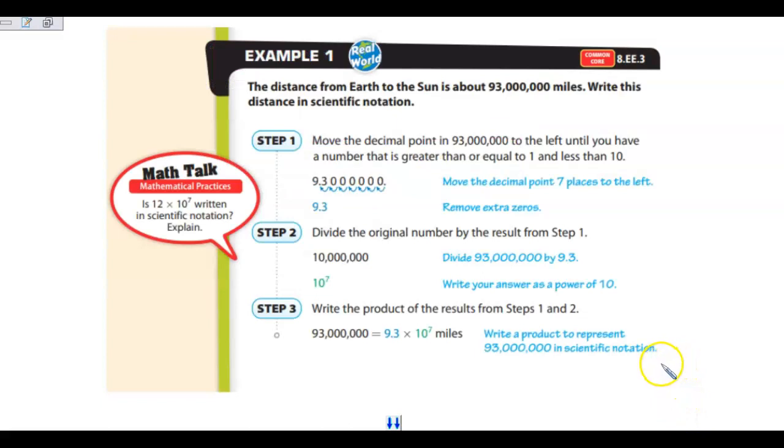Example 1, the distance from Earth to the Sun is about 93 million miles. Write this distance in scientific notation. So what I like to do is write the number. And then I know that the decimal point is here. I know it needs to land here. So I need to know how many times it moves. So we're going to move it 1, 2, 3, 4, 5, 6, 7 times. So then it's going to be 9.3 times 10 to the 7th power.